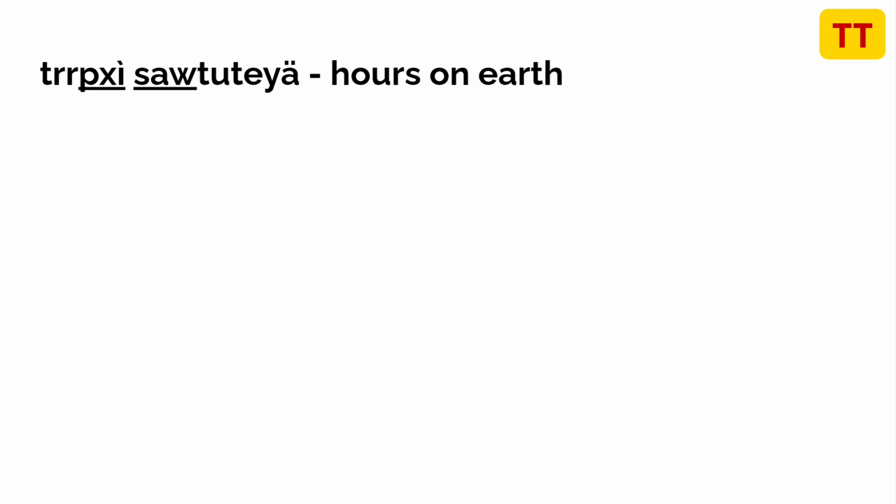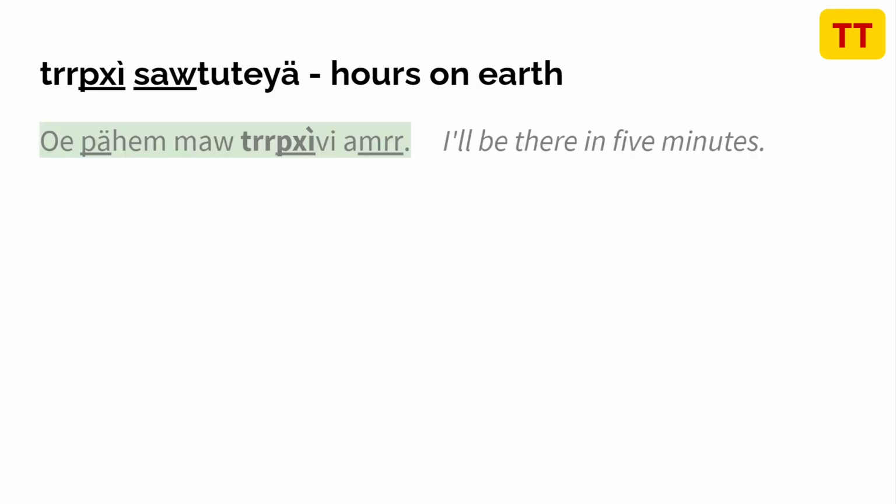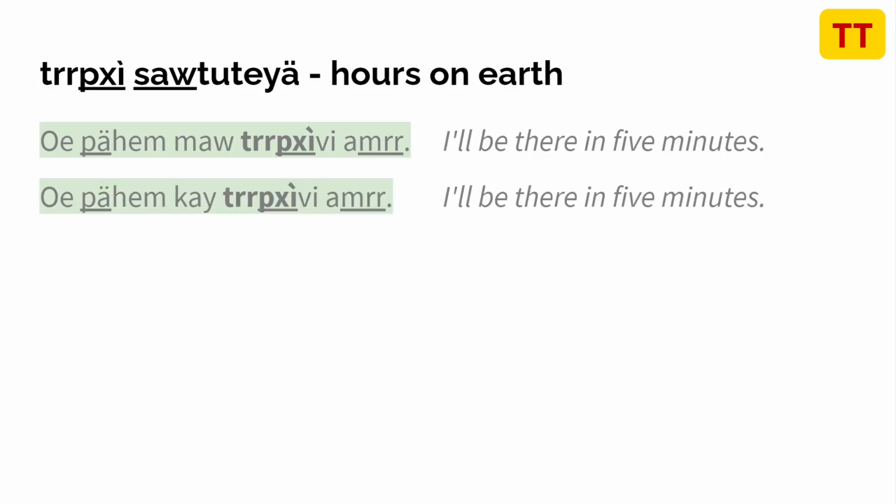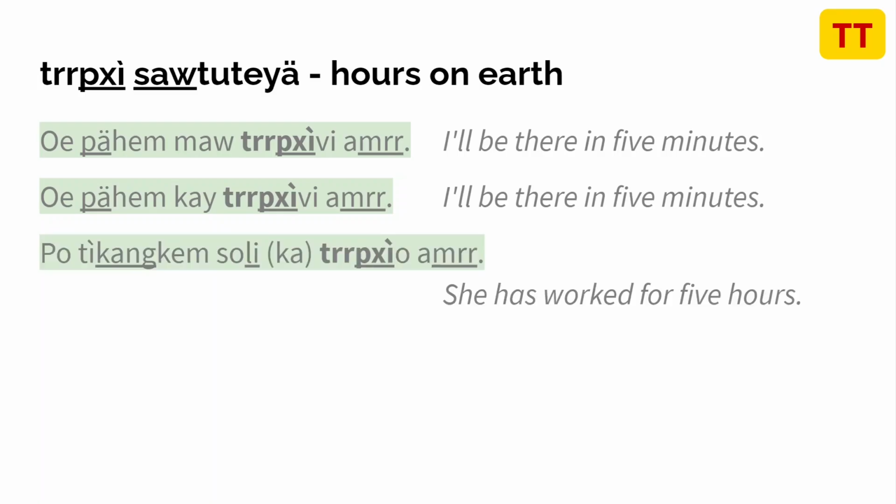So what do we do with these now? We can say stuff like oe pehem mau trpevi amr. I'll be there in 5 minutes, literally after 5 minutes. Or oe pehem kai trpevi amr. I'll be there in 5 minutes, so kai from now on in. So both adpositions work to express such a thing.